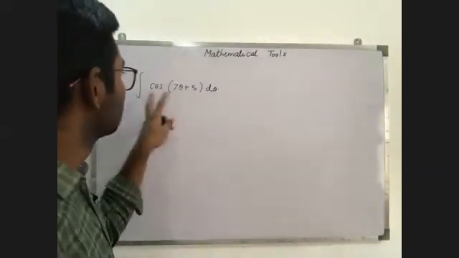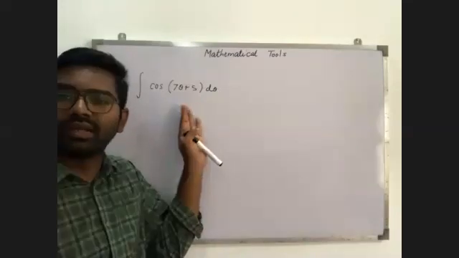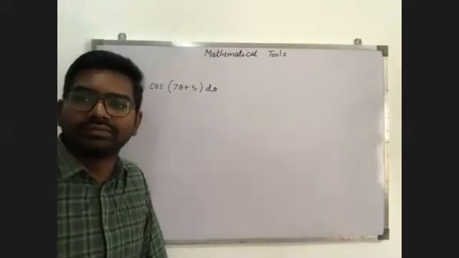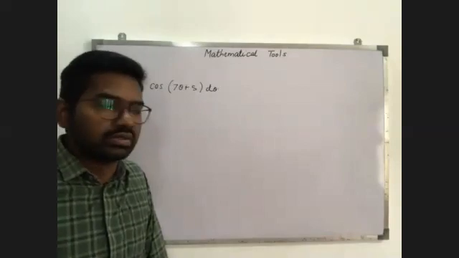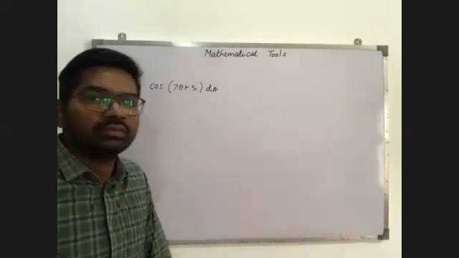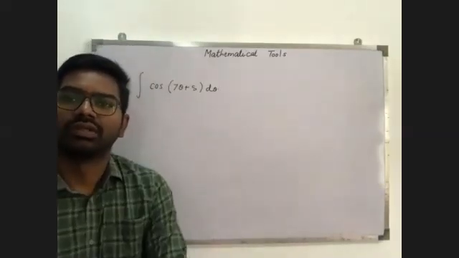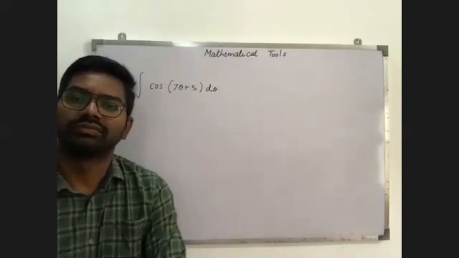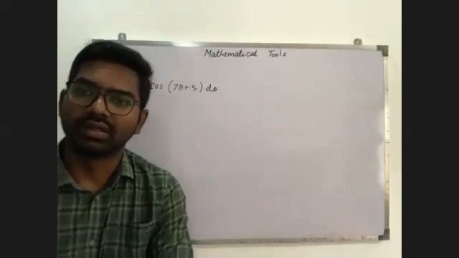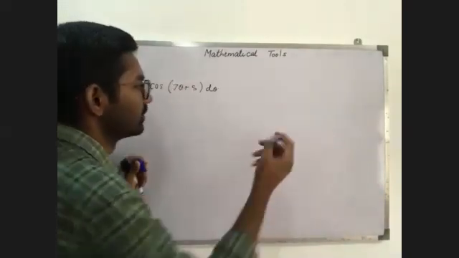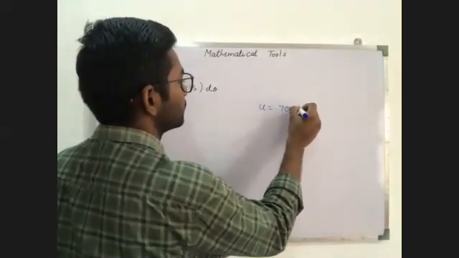Okay, so this integration, how are we going to do it? Which rules should we apply? By substitution. Good. Can anyone tell me which function I should assume as u? Okay, so 7 theta plus 5. Good. So I'm assuming u is equal to 7 theta plus 5.